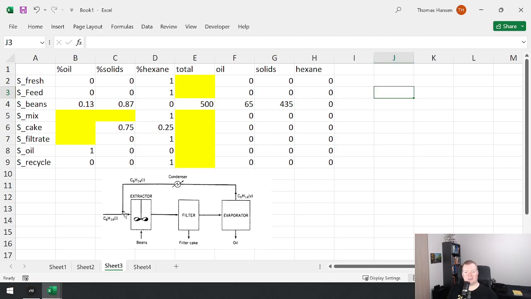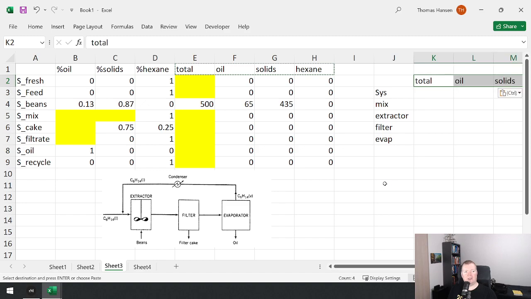But in this case, I would be able to set up a balance for my mix point here, for my extractor, for my filter and my evaporator, and for my entire system. So let us do that. We have our system, we have our mix, we have our extractor, we have our filter, and we have our evaporator. And for all of those, I could set up balances for the total mass, for the oil, solids, or hexane. We're just going to focus on the total for now.